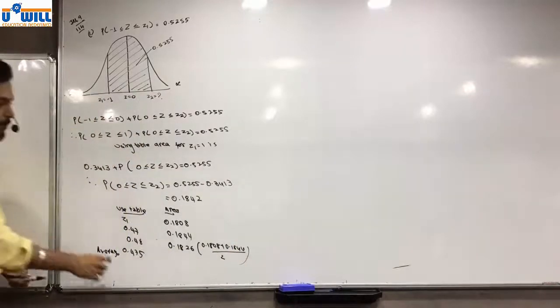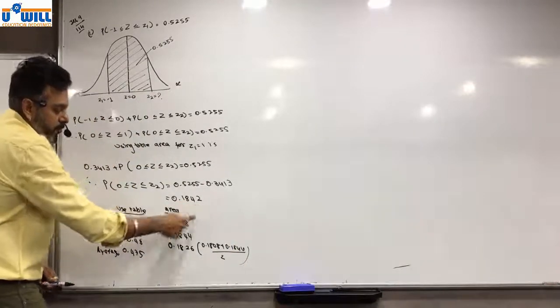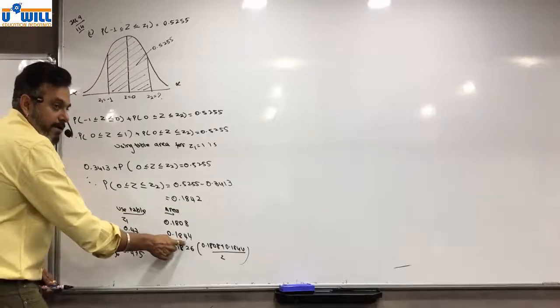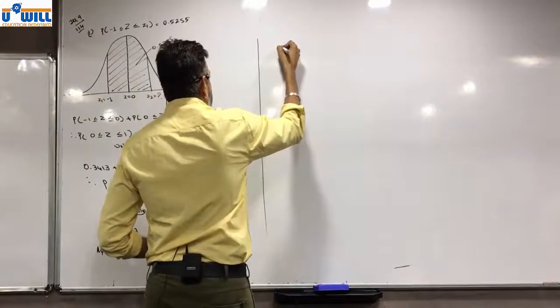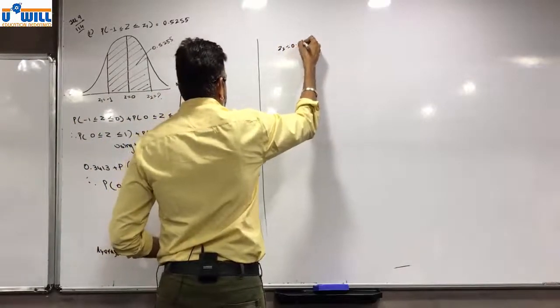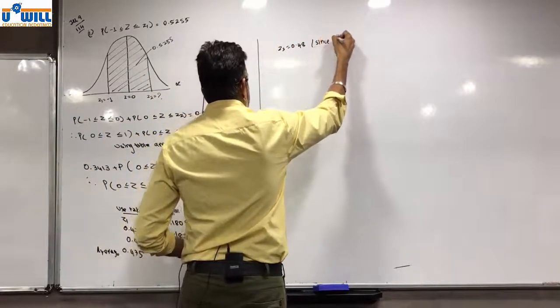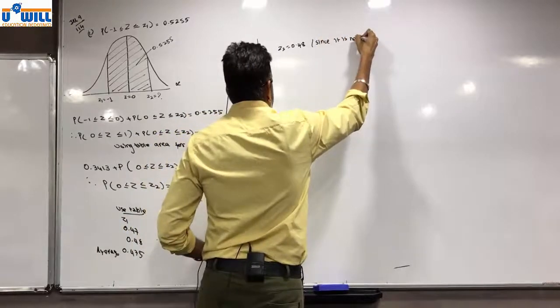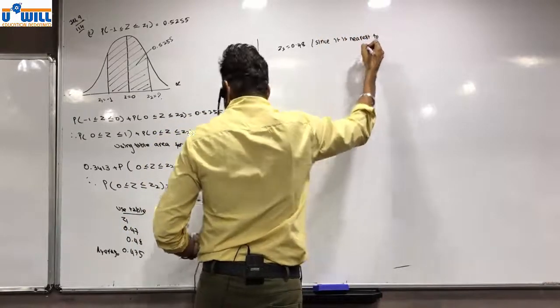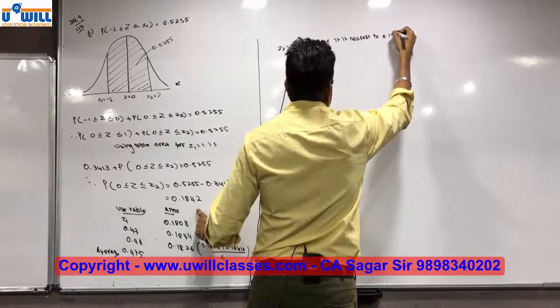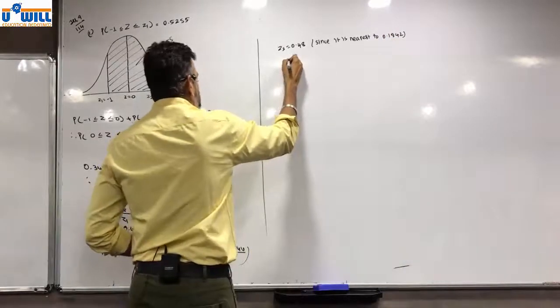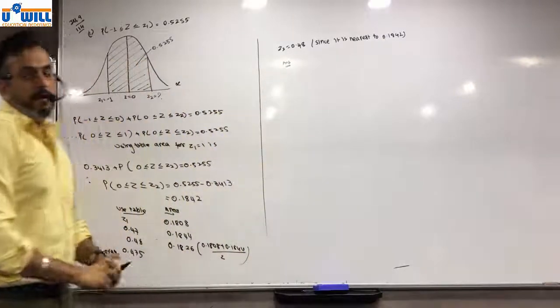Now, which one is nearest to 0.1842? 0.1844. So we write down Z2 is equal to 0.48 since it is nearest to 0.1842. Answer. Z2 is positive.